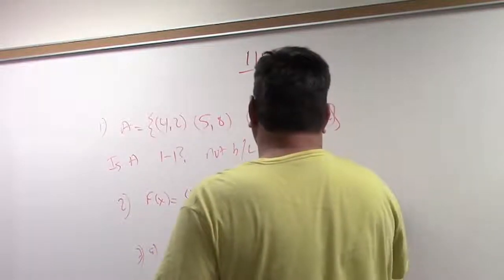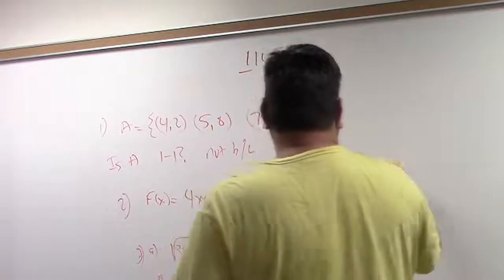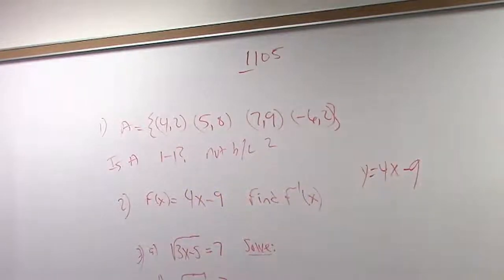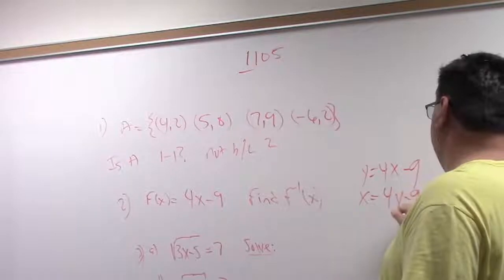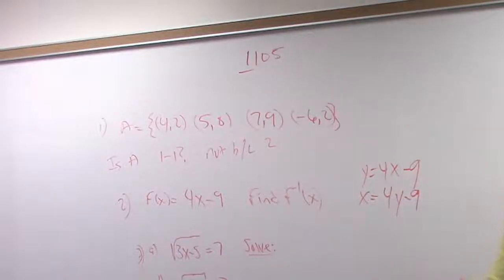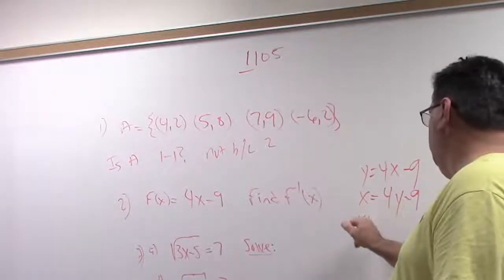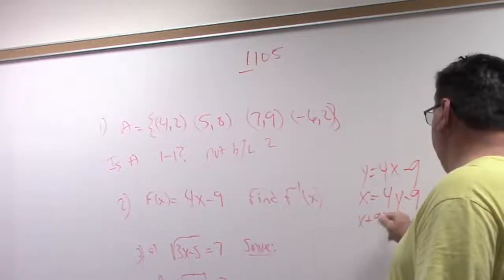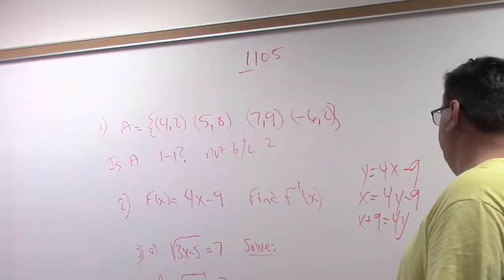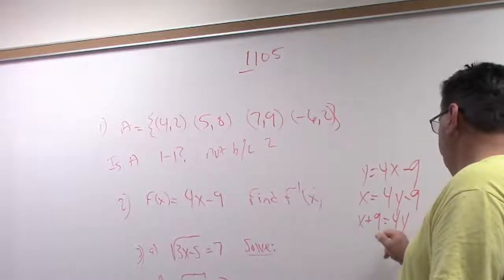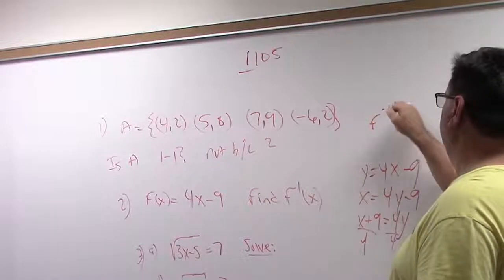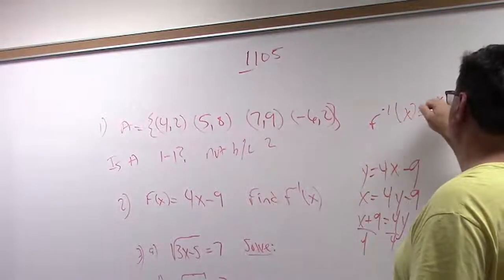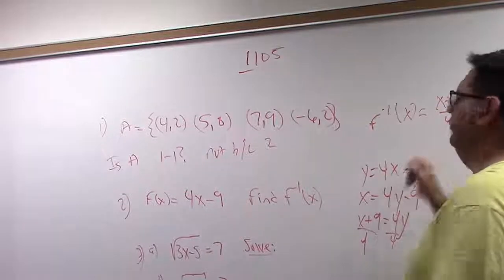So you got y equals 4x minus 9. If you're going to find the inverse, what do you do? Swap them. X plus 9 is equal to 4y. Divide by 4, divide by 4. The inverse is equal to x plus 9 over 4.